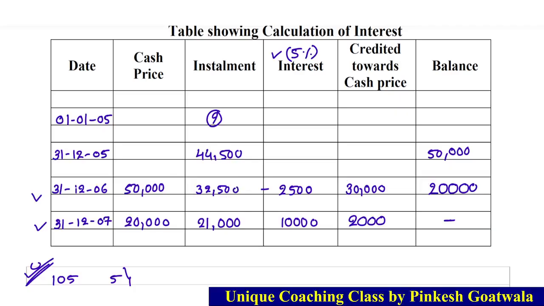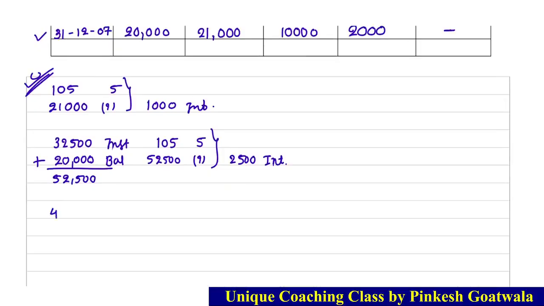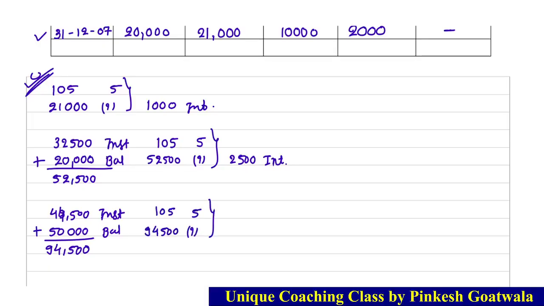Now again this installment and this balance. So 44,500 plus 50,000, how much will it be? 94,500. The installment 44,500 plus the balance 50,000 we add. So 94,500. 105 gives 5, so for 94,500 how much? 945 into 5 by 105, so 4,500 interest will become.